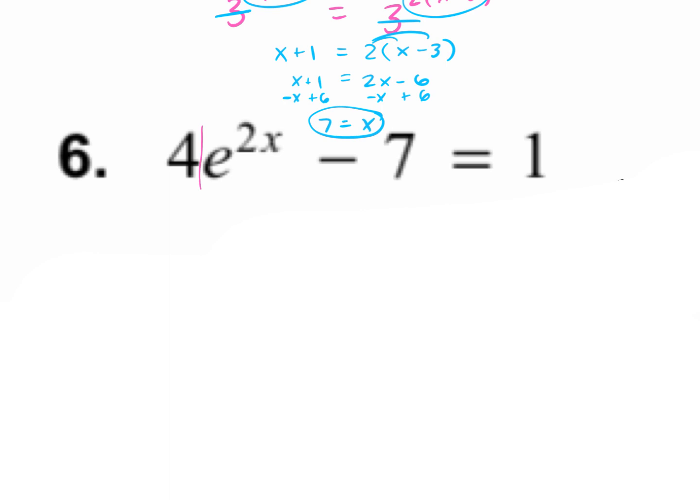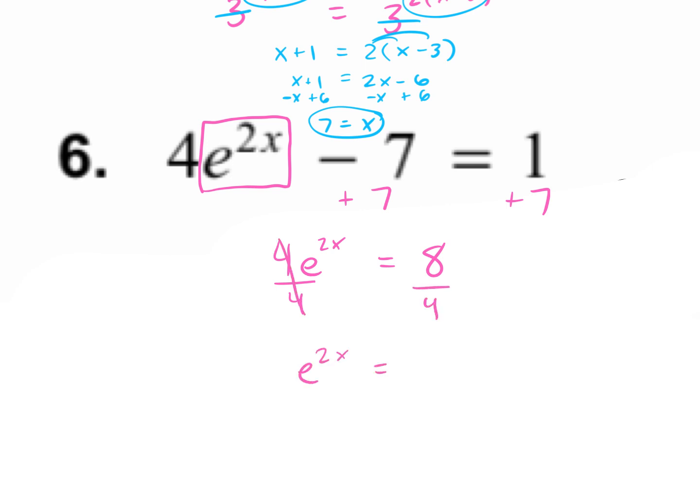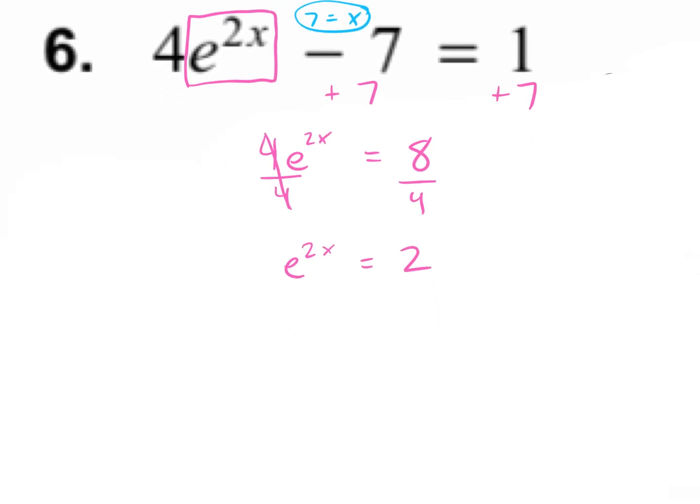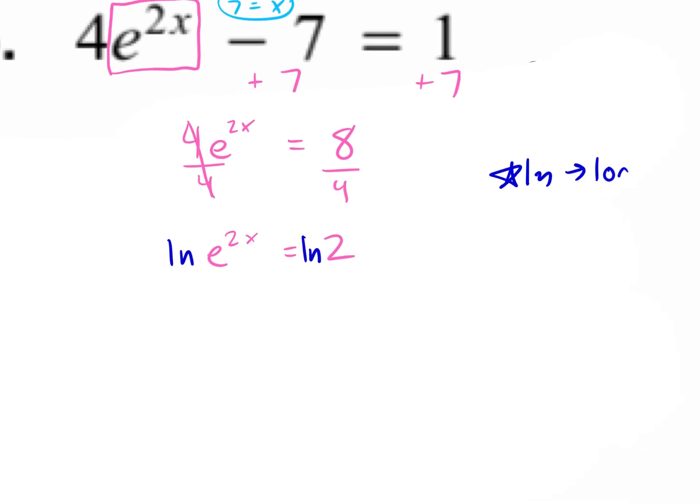Move the 7. So we want to get the term with the exponent all by itself first. So I'm going to add 7 to the other side. So I have 4 times e to the power of 2x is equal to 8. What do I do next? Divide by 4. So e to the power of 2x is equal to 2. Then what do I do? How do I get that e to cancel out? I ln both sides. Because ln cancels out with the e. Remember, ln is the same thing as saying log base e.